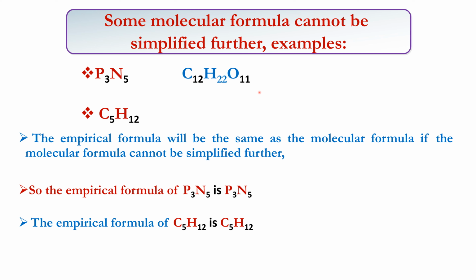For C12H22O11, you can see again there is no number that can divide 12, 22, and 11. So in that case, the empirical formula of C12H22O11 will still be C12H22O11. If you look at this compound C5H12, there is no number that can divide both 5 and 12. Therefore, the empirical formula of C5H12 is also C5H12 because you cannot simplify the ratio of atoms any further.